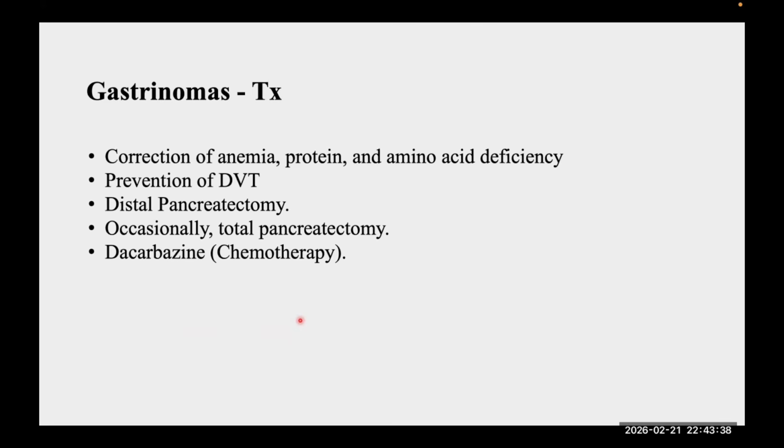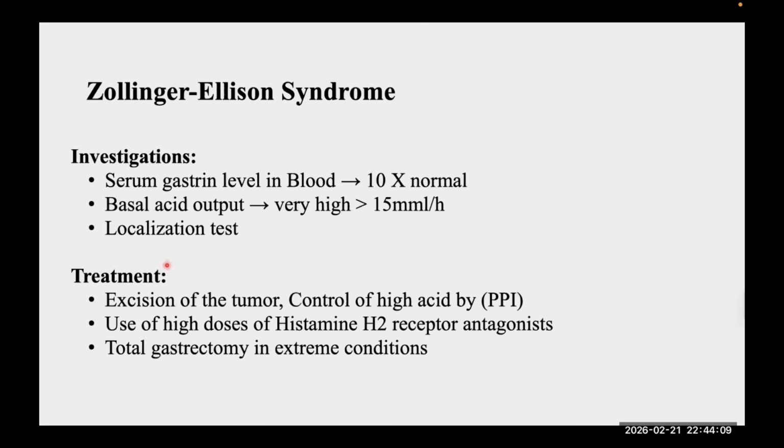Now, how do you treat it? As I mentioned, this causes recurrent ulcers. With ulcers, you're going to see lots of bleeding. So this can cause anemia, particularly iron deficiency. It can cause protein and amino acid deficiency, again due to the ulcers. Prevention of DVT, it's a hypercoagulable state, so you need to prevent DVT as well. Distal pancreatectomy, occasionally might require total pancreatectomy, but this is less common. Dacarbazine, it's a chemotherapeutic agent that can basically destroy the cells that are releasing the gastrin.